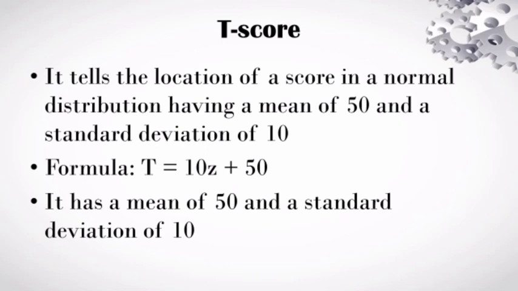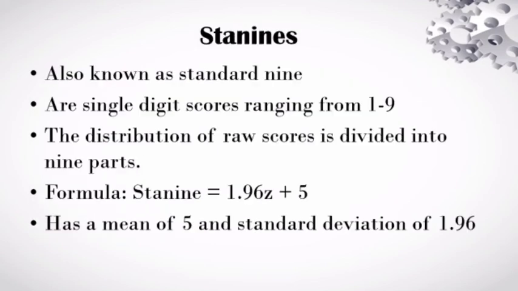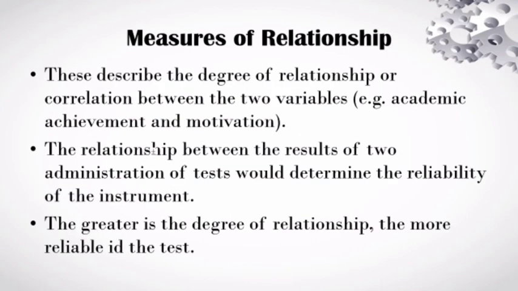Next is the stanines, also known as standard nine, single-digit scores ranging from 1 to 9. The distribution of raw scores is divided into 9 parts. The formula is stanine is equal to 1.96z plus 5, has a mean of 5 and a standard deviation of 1.96. Measure of relationship.